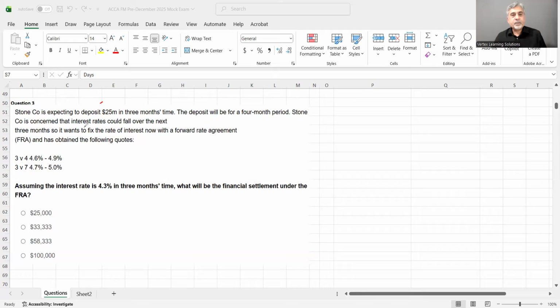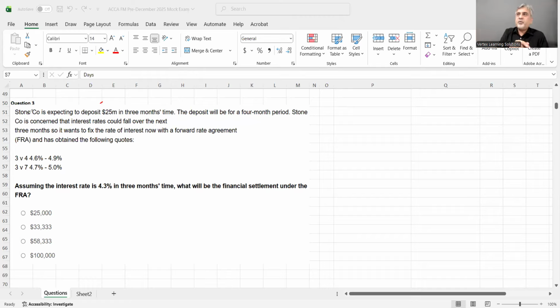So first of all, whenever you are doing FRA, or maybe a future option, whatever, you are doing hedging. You need to understand: what is my position? Am I an investor or am I a borrower? Because if you have to borrow the money, then you are protecting yourself against increasing interest rates, because you are afraid that if interest rates go up, they will hit you.